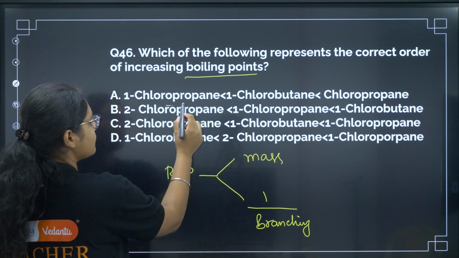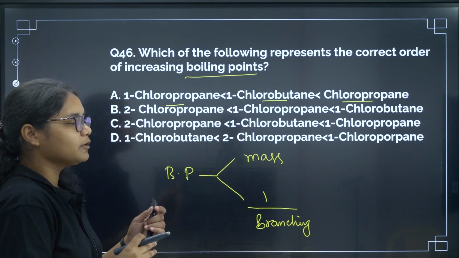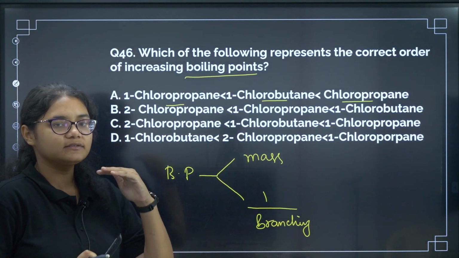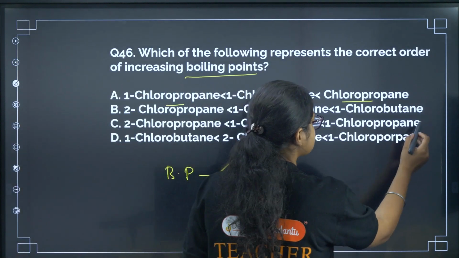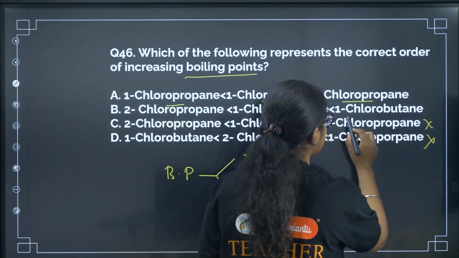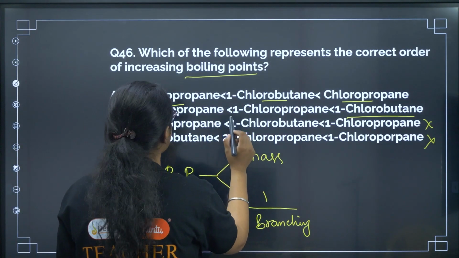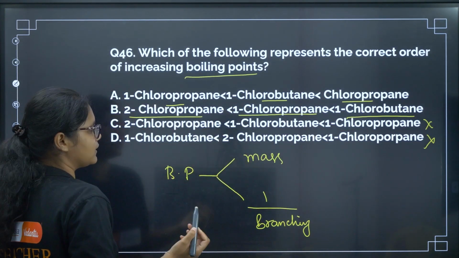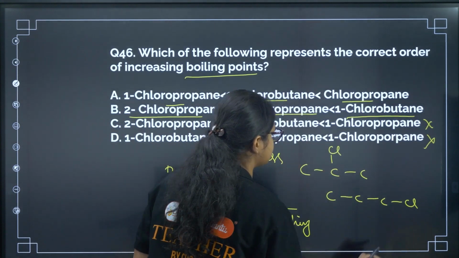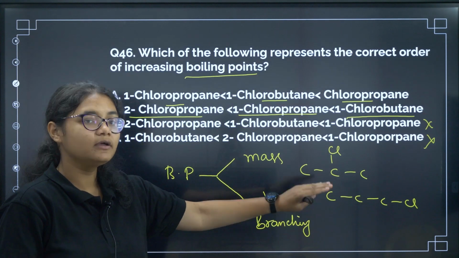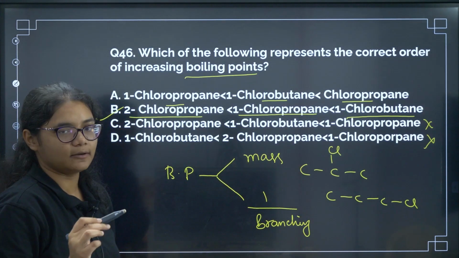Now, if you see 1-chloropropane, 1-chlorobutane and 2-chloropropane we have, right? So first of all, butane is there. It will have 4 number of carbons, mass will be more. So definitely butane should have the highest boiling point. This is the correct one, 1-chlorobutane. Now, we will check the other two parts also. We have 1-chloropropane and 2-chloropropane. So 2-chloropropane is having branching here and 1-chloropropane is a linear chain. So that is why 1-chloropropane will have more boiling point than 2-chloropropane. So the correct answer for this question will be option number B.